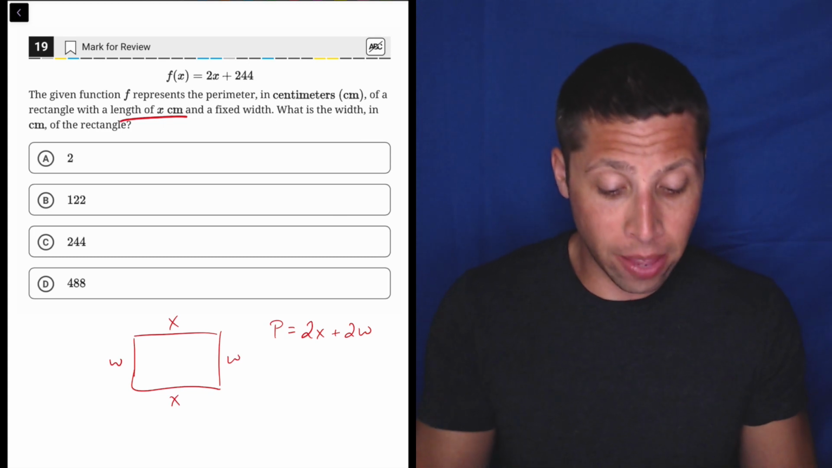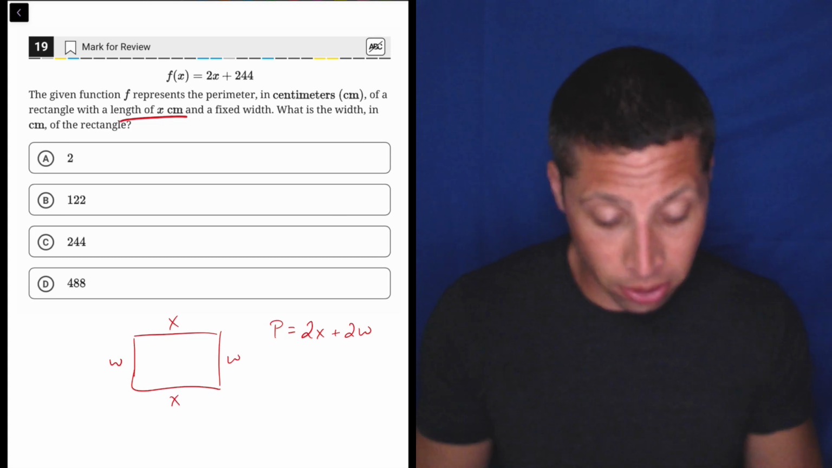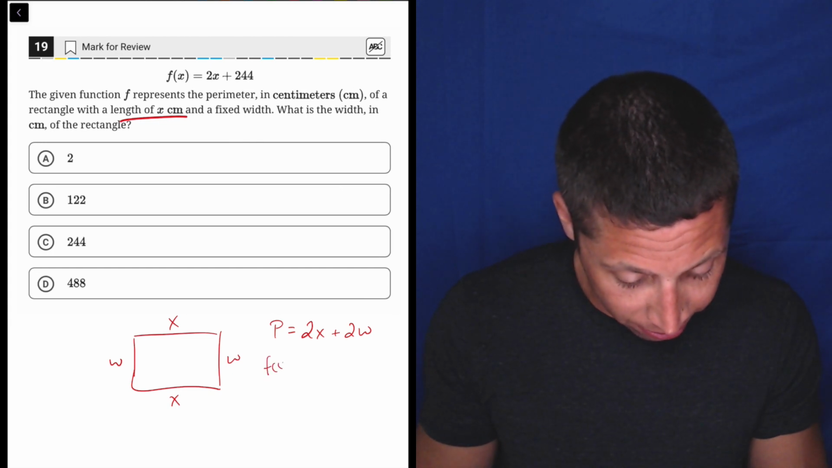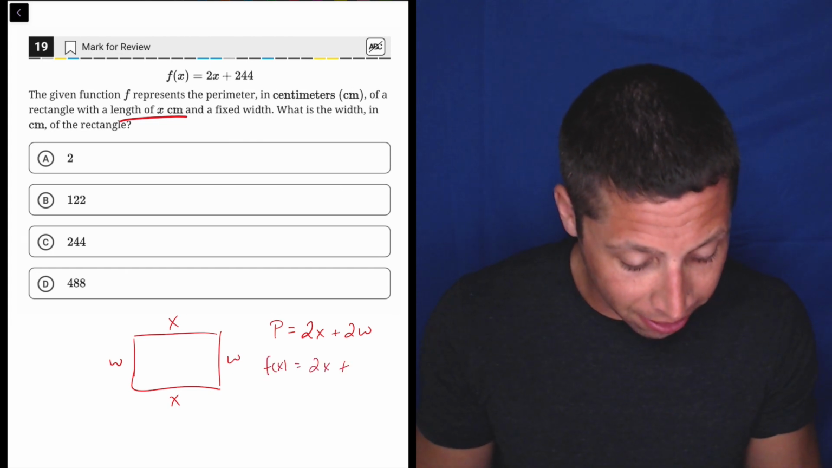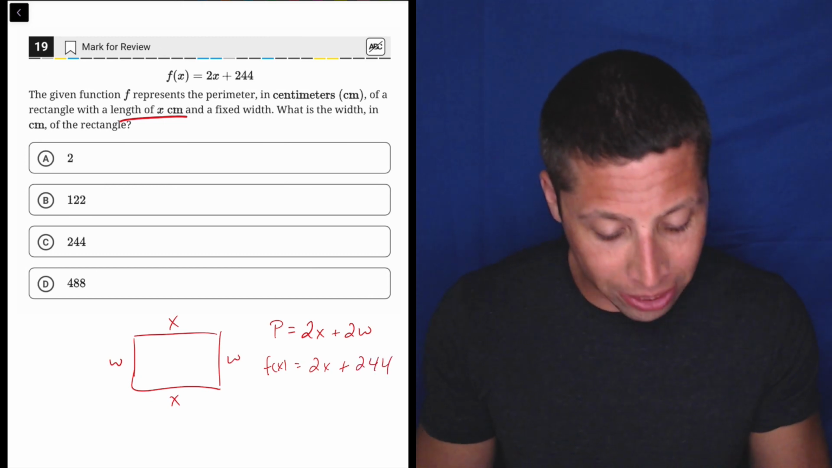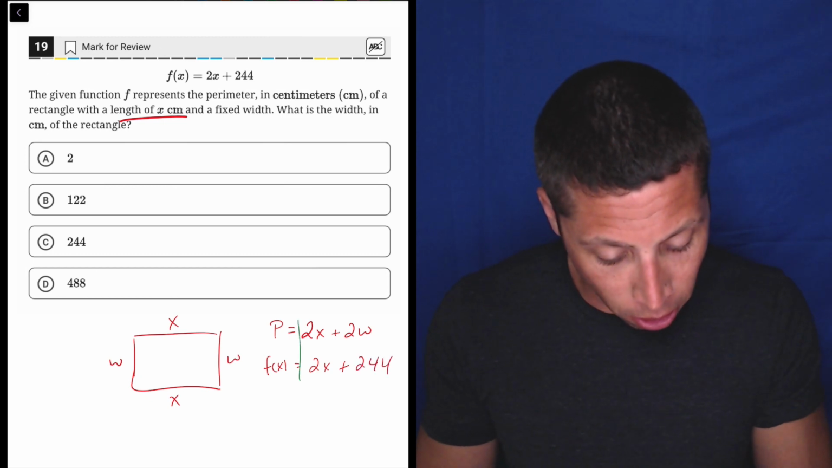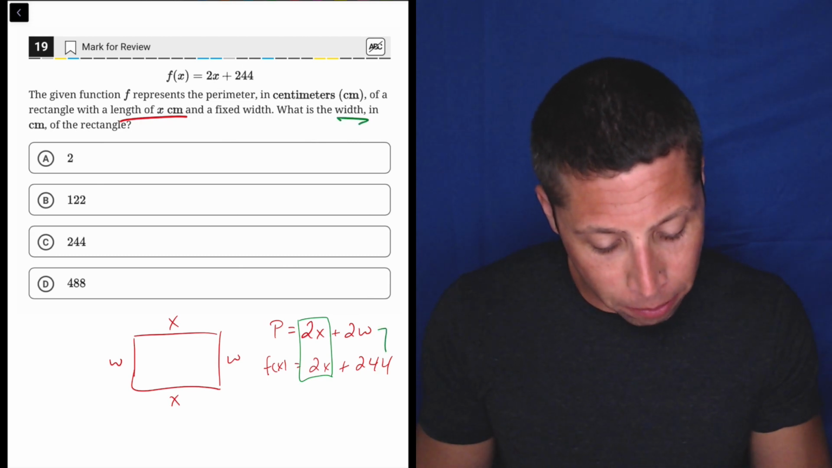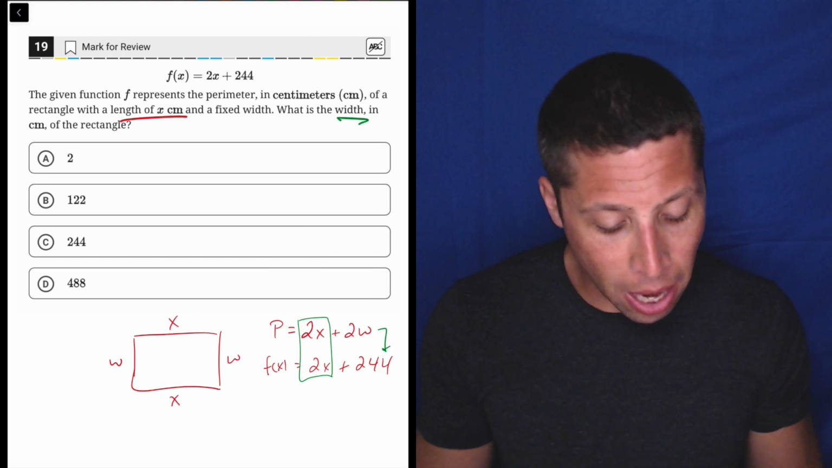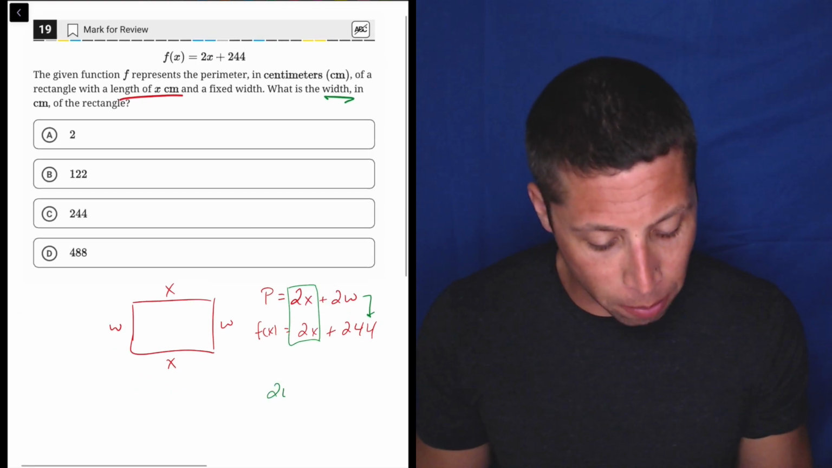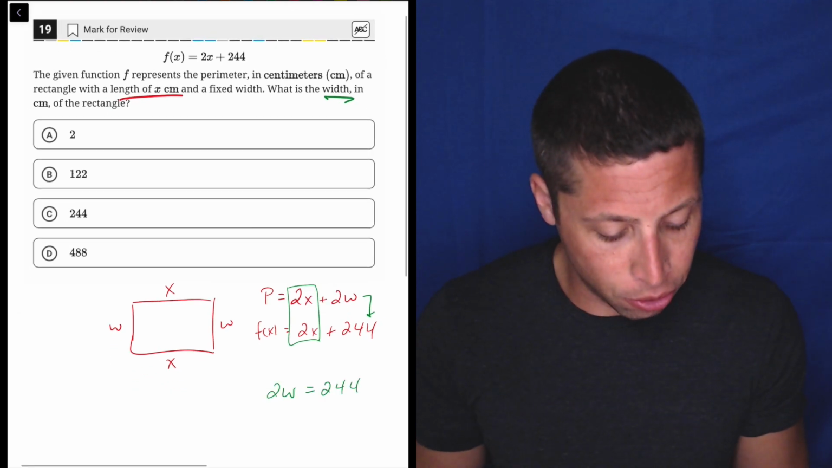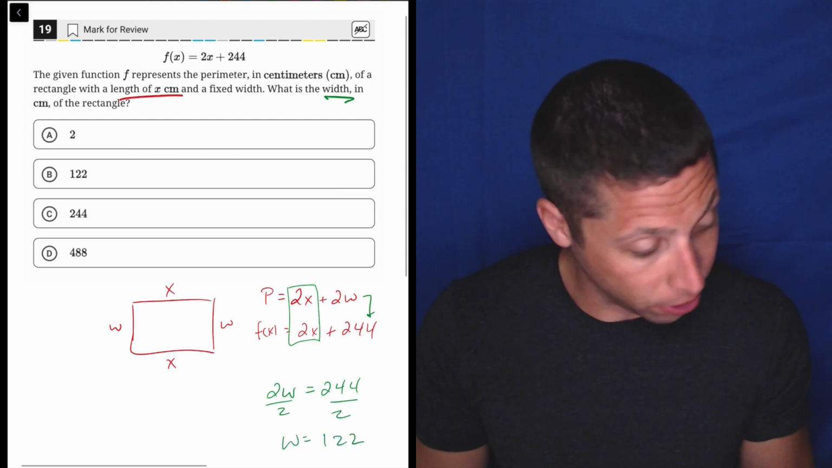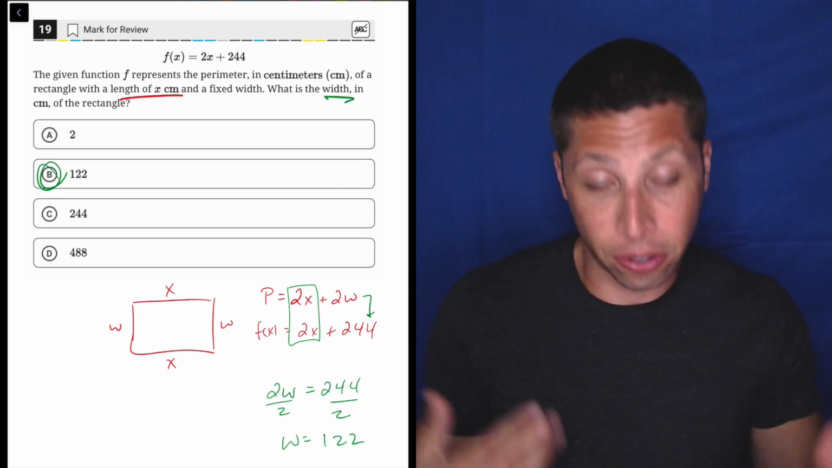But now we can compare that to the equation that they gave us. They are telling us f of x is equal to 2x plus 244. So we can see that the x parts are already matched up. If they're looking for the width, we need to match up the other piece, that 2w is 244. So now we have a much simpler equation: 2w is 244, divide both sides by 2, w is 122, and that is the answer, and that's it.